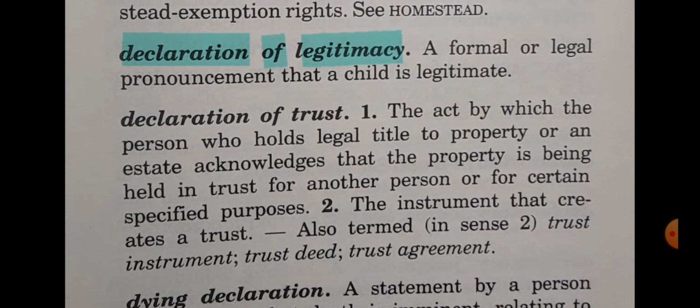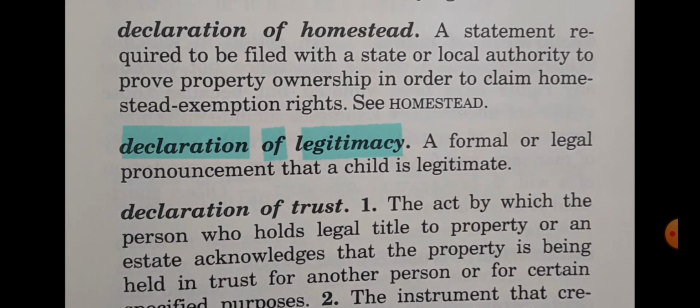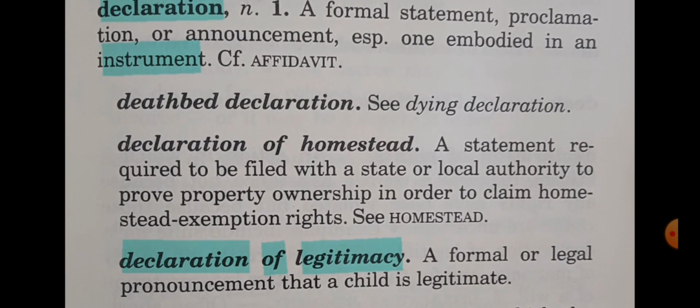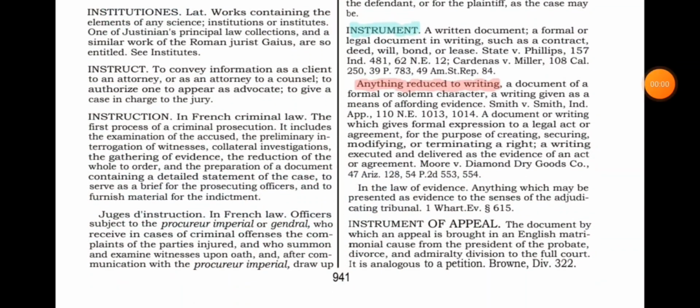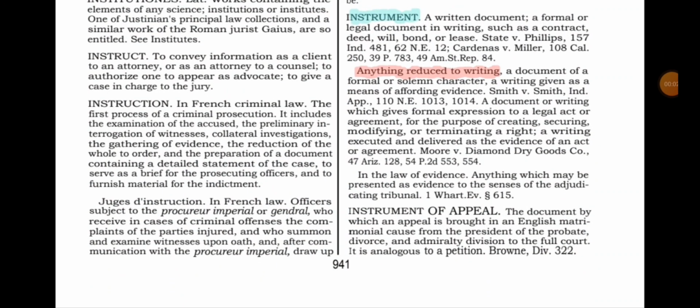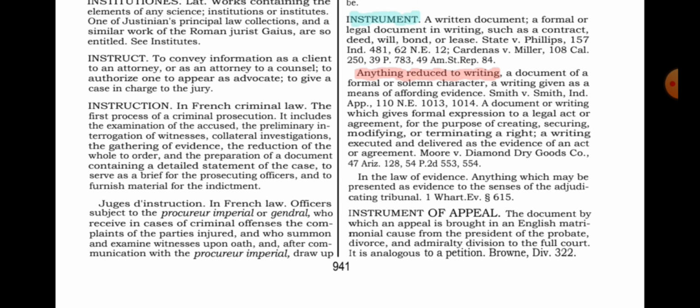But let's continue on. So now let's find out what the term instrument is, since we know that the voluntary declaration of paternity is in fact an instrument. So let's go there. Let's go to the term instrument. All right, so now let's pick this up at the top, the blue highlighted area where it states instrument, and it reads a written document. We can simply stop right there, guys, because that's all an instrument is. An instrument is simply a written document.